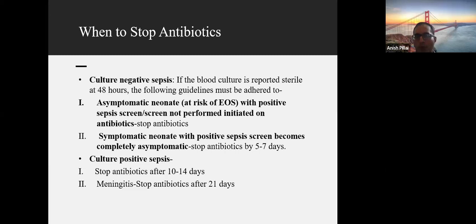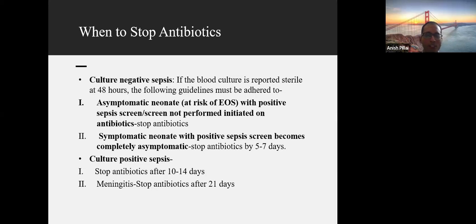So that was a screen positive sepsis. Here it is a presumed sepsis, which is culture negative. And the third scenario is a culture positive sepsis. So culture positive sepsis, if it is a gram positive organism, typically you can give for 10 to 14 days. If it is a gram negative organism, then you need to give for 14 to 21 days.